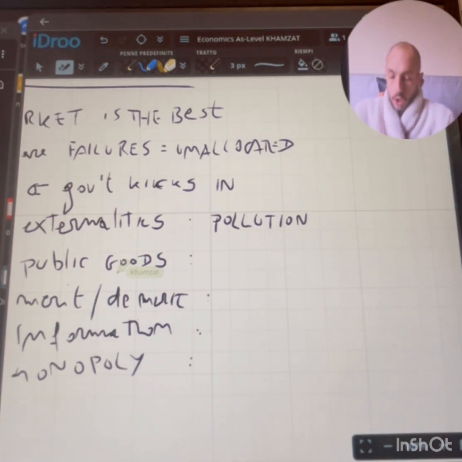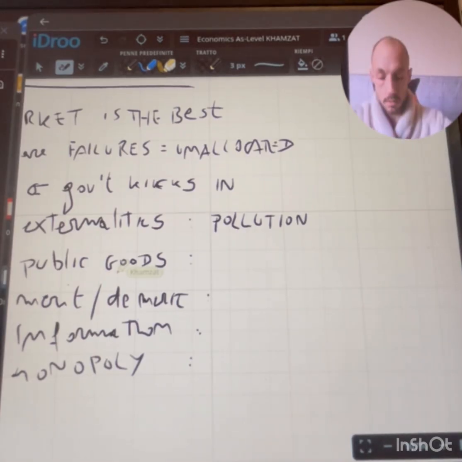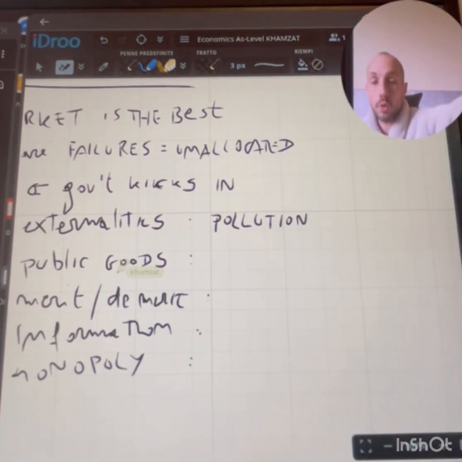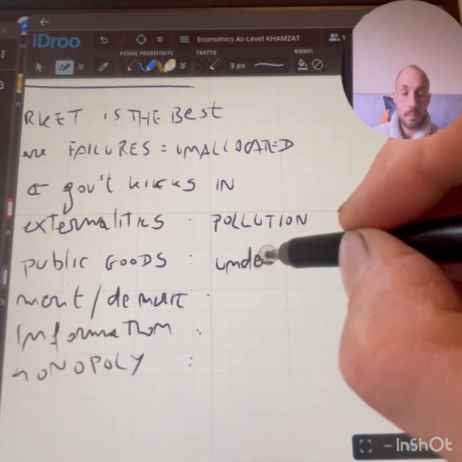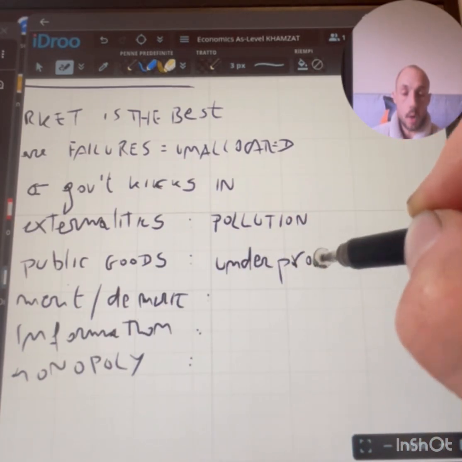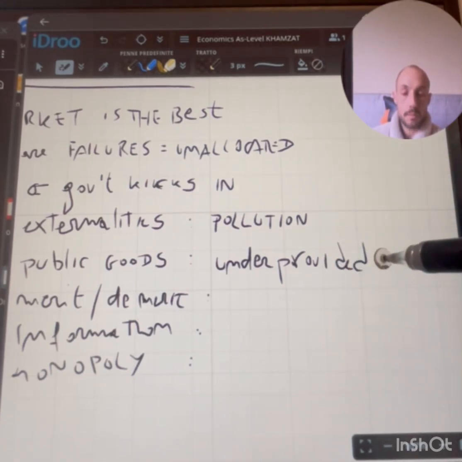Not really, not only an example of public goods, but what happens when we have externalities and what happens when we have public goods? What is the problem with those? In relation to government intervention, maybe public goods are unsafe. Public goods are underprovided. Why is that? Because public goods are non-excludable and non-rival.